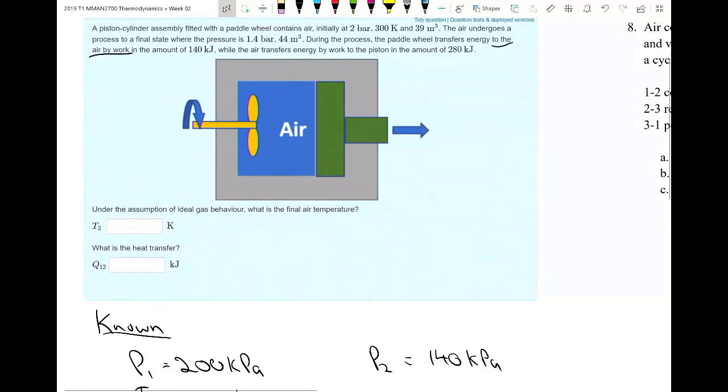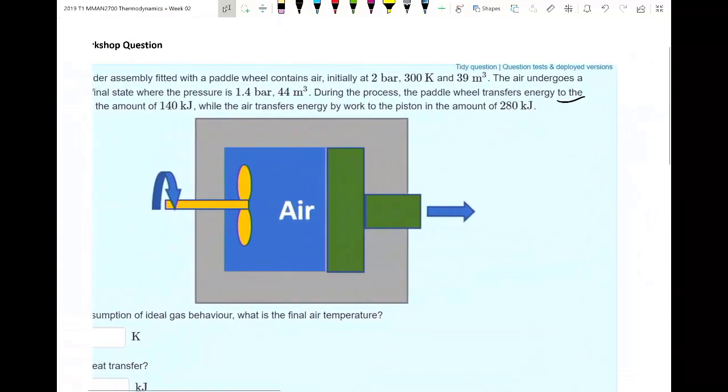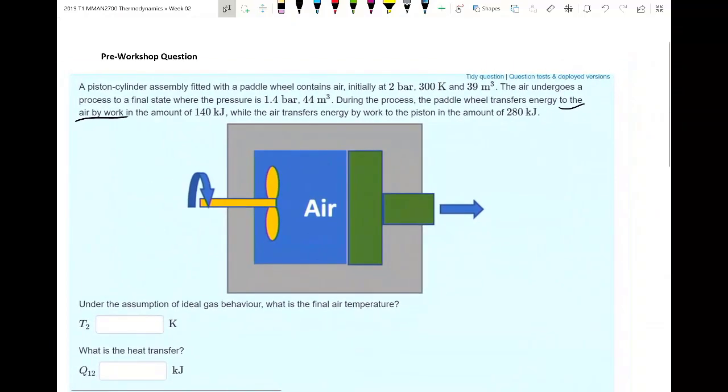If you think it's a positive 140 kilojoules, you can point to this side of the room. If you think it's a negative 140 kilojoules, you can point to this side of the room. Everyone should be pointing. Cool, good. The paddle wheel transfers energy to the air by work, 140. Where were people pointing? Cool, good. It's just good that you know that you're committing, right?